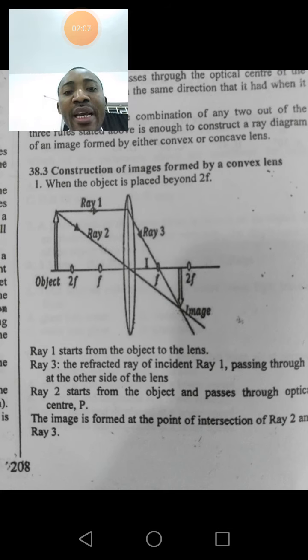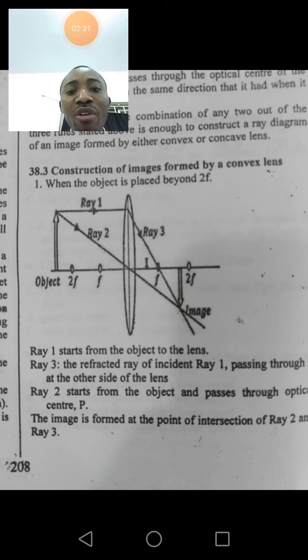So rule 1: any ray of light that is parallel to the principal axis must be refracted through the principal focus. You can see that that's ray 1. Now ray 2, you can see is passing through the optical center and is doing that undeviated. It is continuing in that straight line. So where the two of them intersect, you have the image formed.